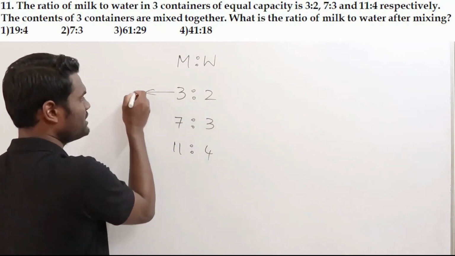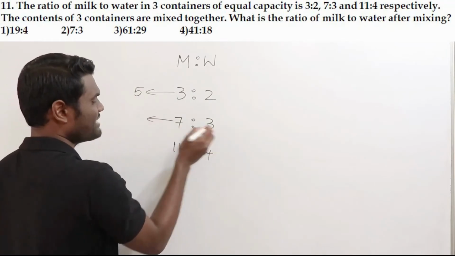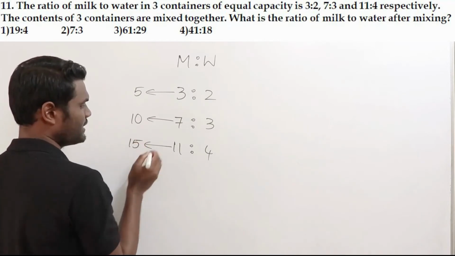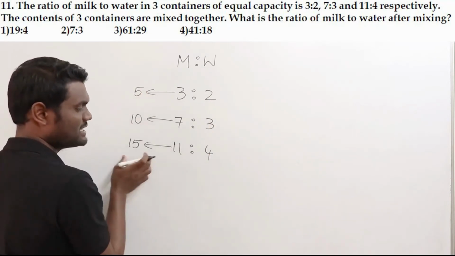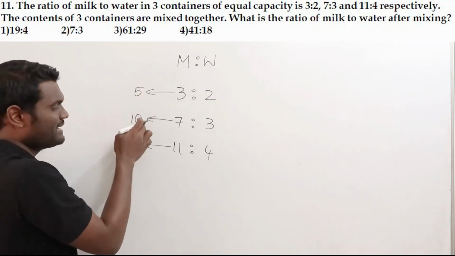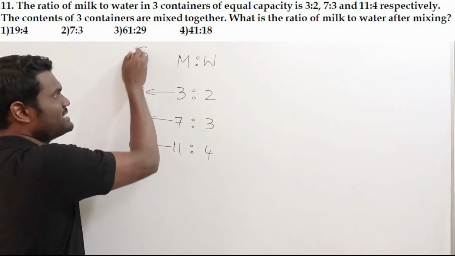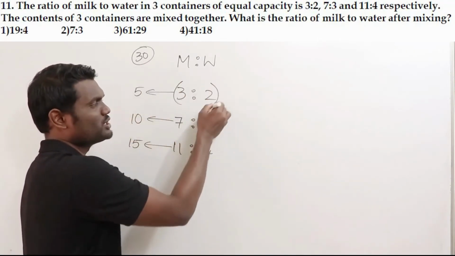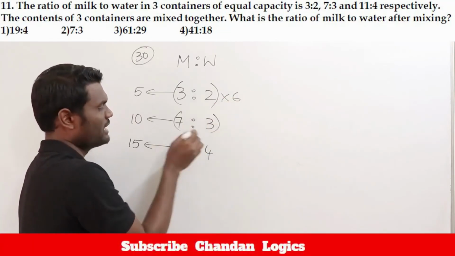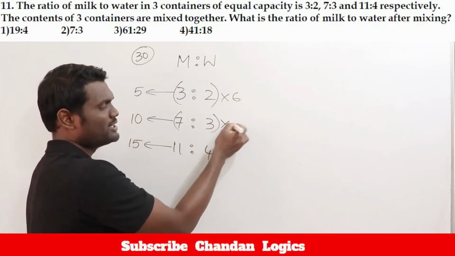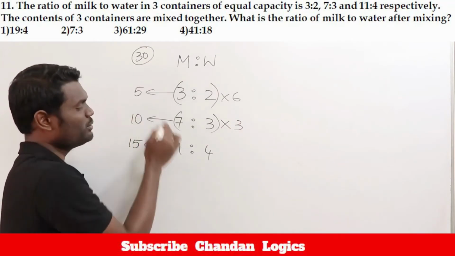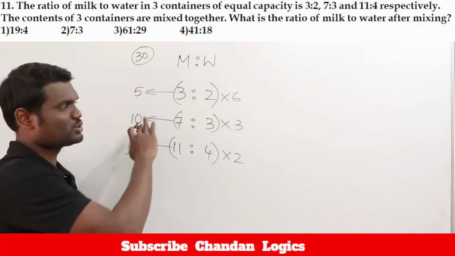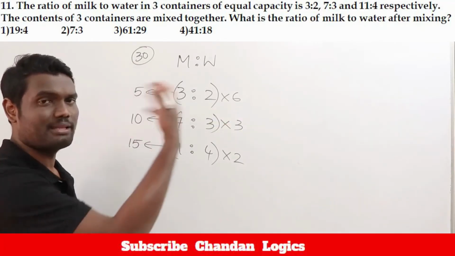Now 3 plus 2, this will be 5 parts. Next 7 plus 3, this will be 10. 11 plus 4, now this will be 15. Now this is 5 parts, this is 10 parts, and this is 15 parts. You can take the LCM of 5, 10 and 15, which is 30. If the LCM is 30, this is 5, so I need to multiply this by 6. Next, this is 10, so I need to multiply this by 3. This is 15, so I need to multiply this by 2. Once I do this multiplication, everything will be 30, 30, 30, so that I can add the ratios directly, as I have done in the previous examples.